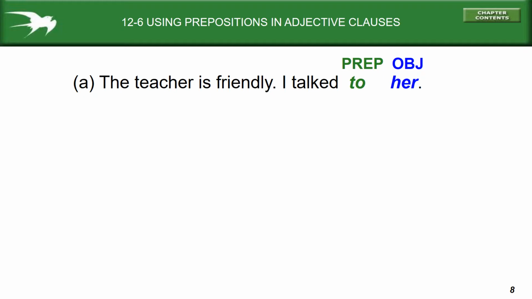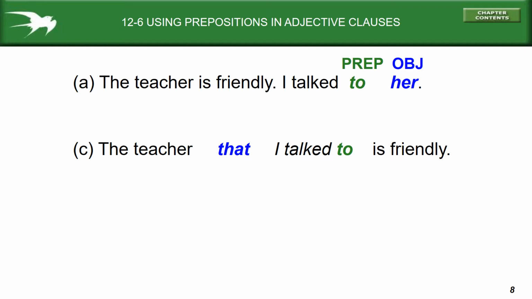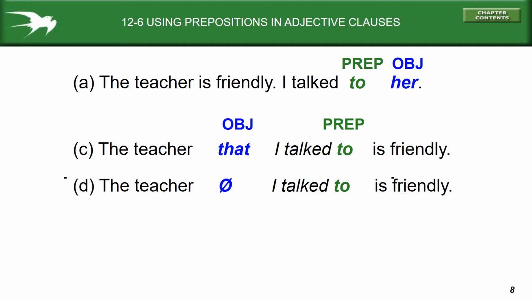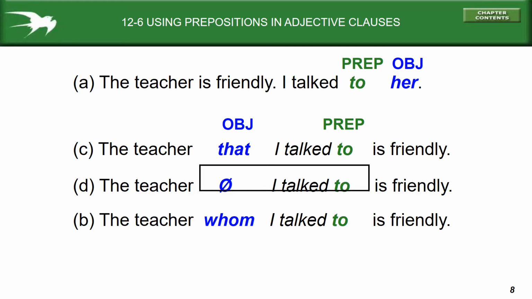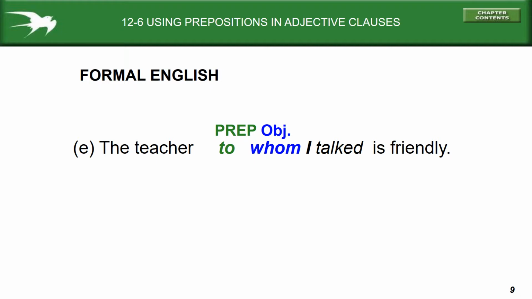There's something that we can do. We know we have to move the object to make an adjective clause, but in some cases we can also move the preposition. So we could say the teacher that I talked to is friendly. We could say the teacher I talked to is friendly. The teacher whom I talked to is friendly. But we can also, very formally, move the preposition. So not only do we move the object after we change it, we can move the preposition with it, as long as the object pronoun that we're using is whom. The teacher to whom I talked is friendly. This is formal English.